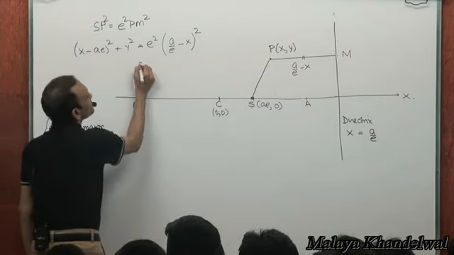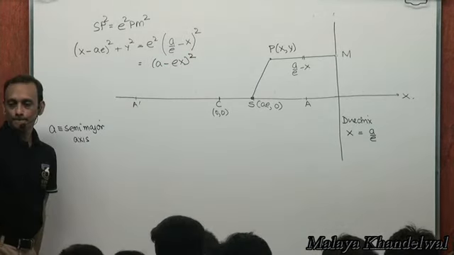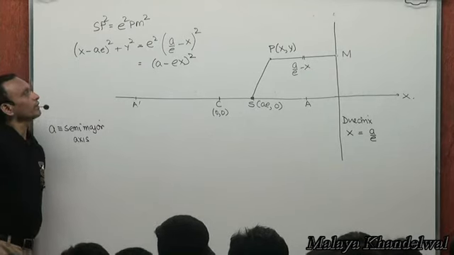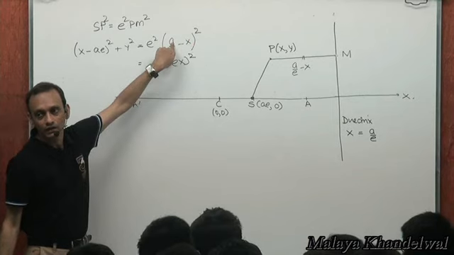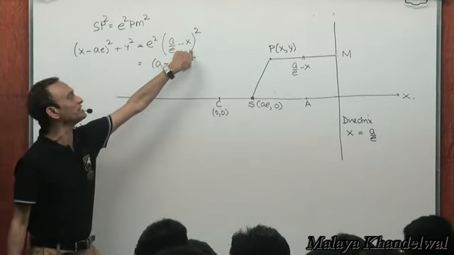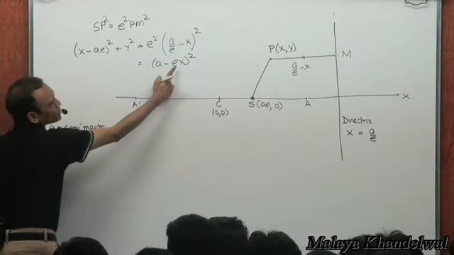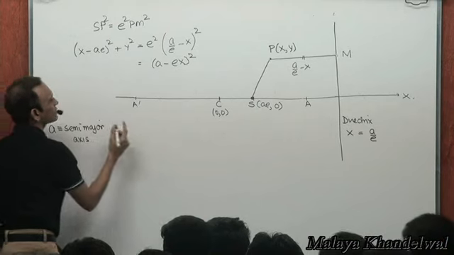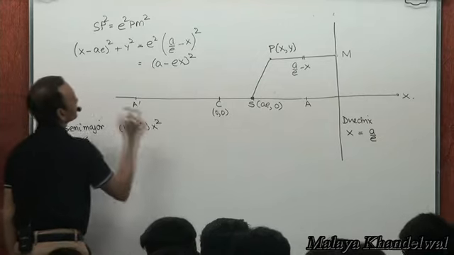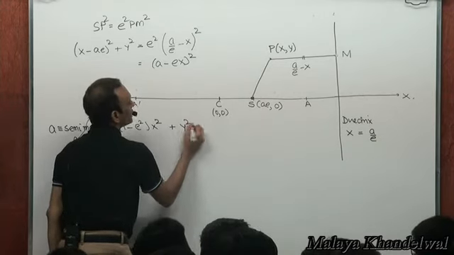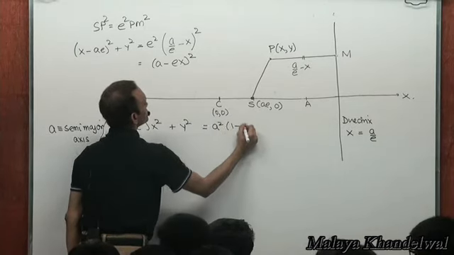This is like a minus EX whole square. This is like a, right? I allow this E to penetrate. So A minus EX, once it goes in, it'll become E. E squared would become E when it goes in. So A minus EX whole squared, right? And now, this X square and this X square, I consolidate in one single position. So 1 minus E squared into X squared plus Y squared is A squared into 1 minus E squared.